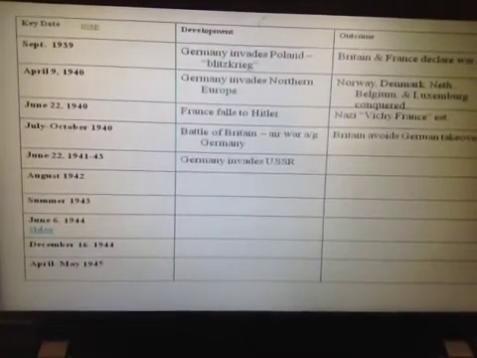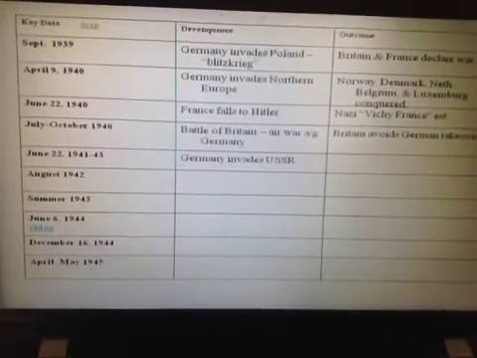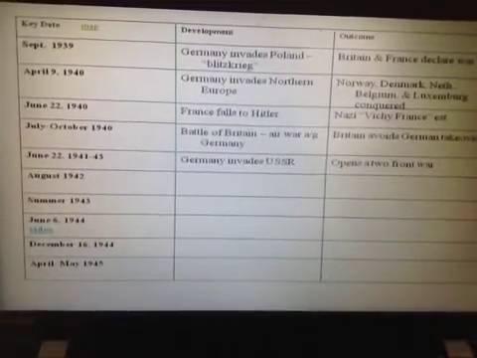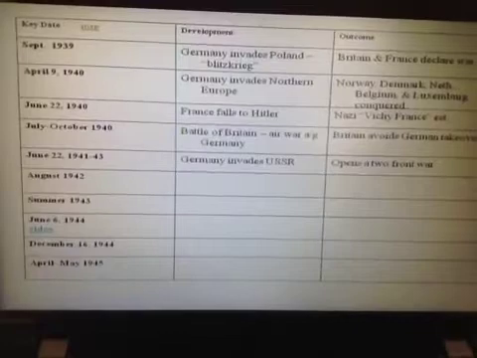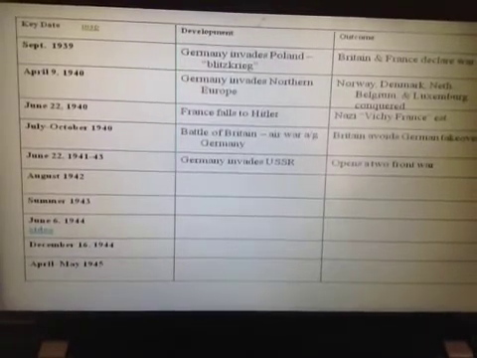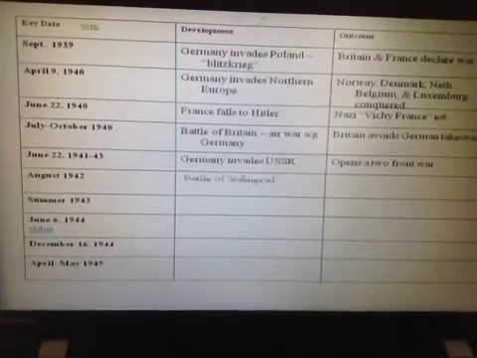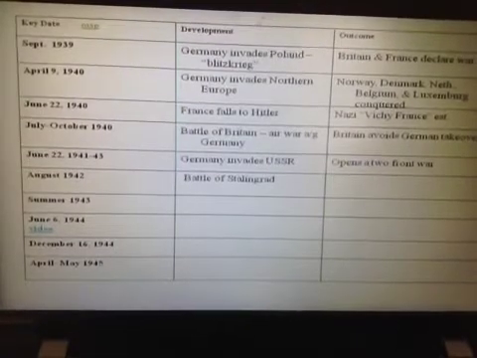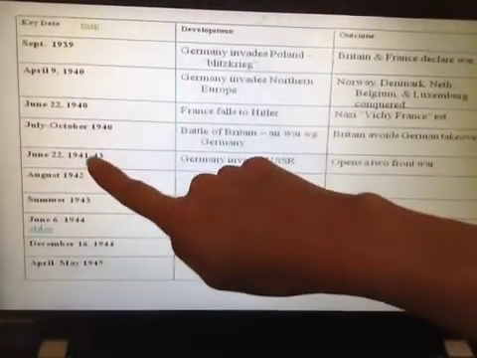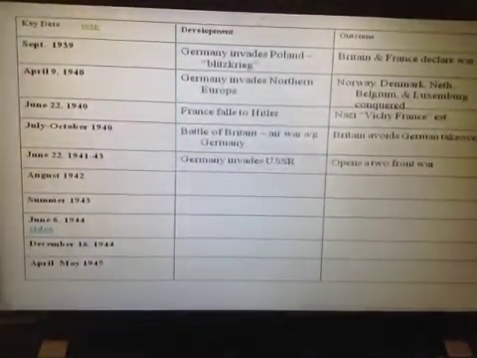So in June 1941, Germany invaded the Soviet Union, and that begins the two-front war that is going to prove so detrimental to Hitler's ability to win the war, because his troops and all of his supply lines are going to be divided. Notice here, it doesn't say this because this is just about Europe, but in December of 1941, we enter the war here, okay?